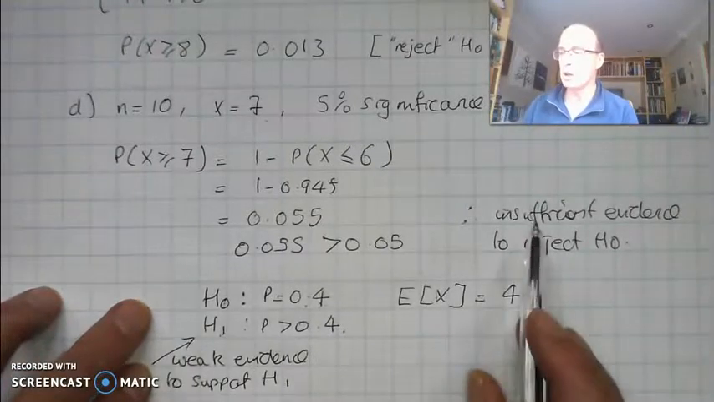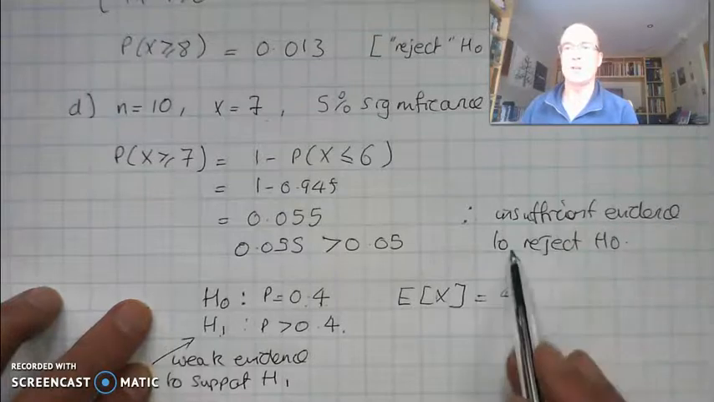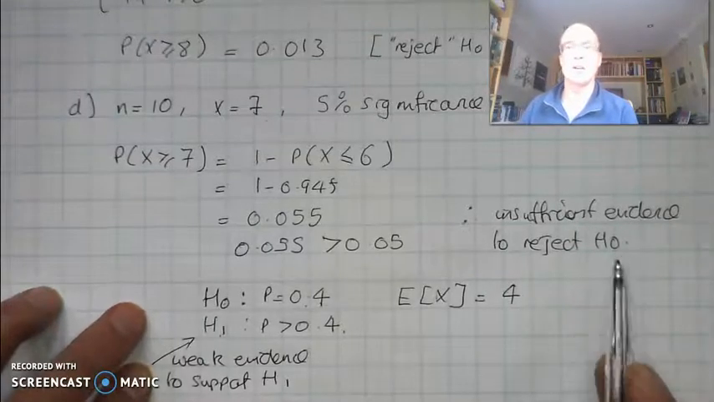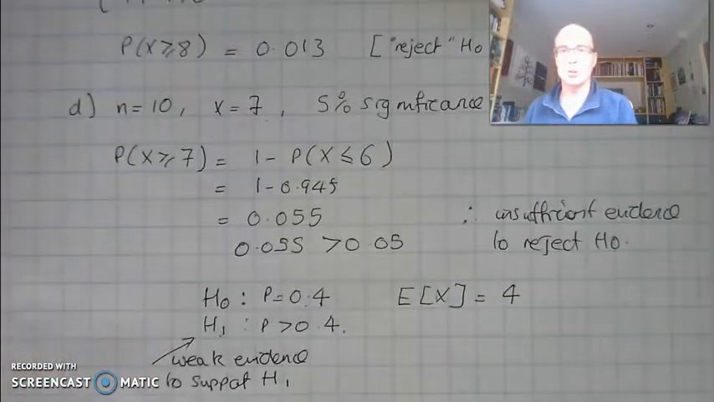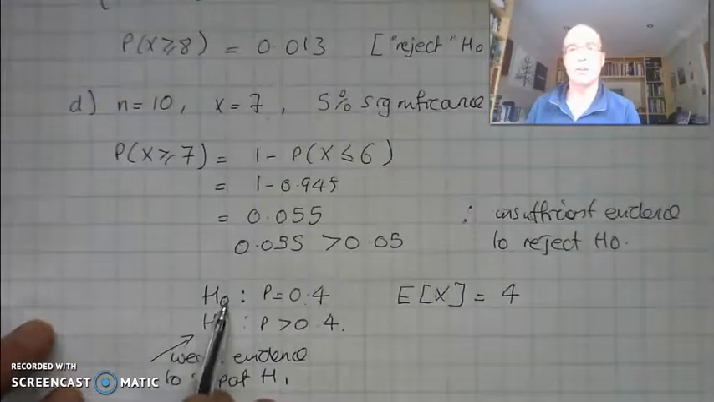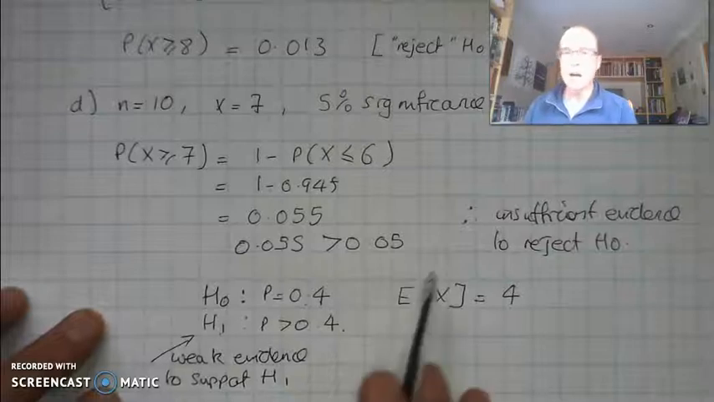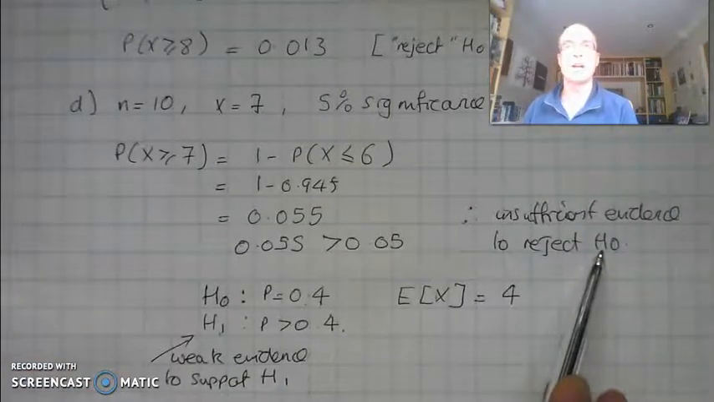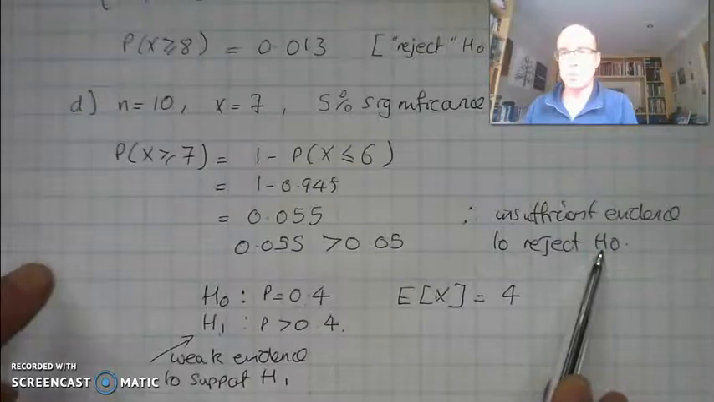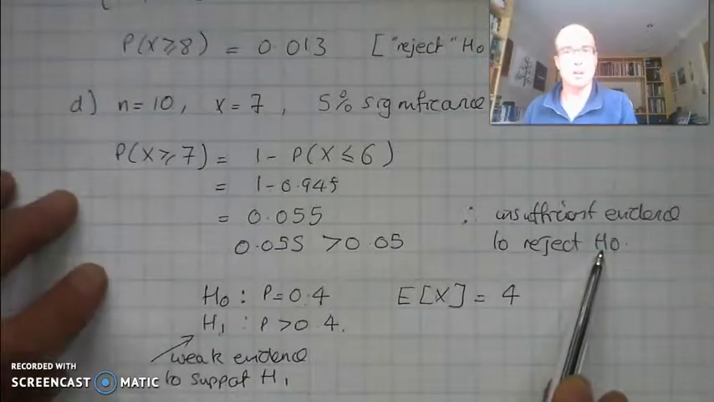So I'm going to use the words insufficient evidence to reject H0. I don't want to use the words accept H0, as it doesn't provide evidence in favour of H0. So I'm almost finished the question. I've put insufficient evidence to reject H0. So that's my conclusion in respect of my model and my hypothesis test.